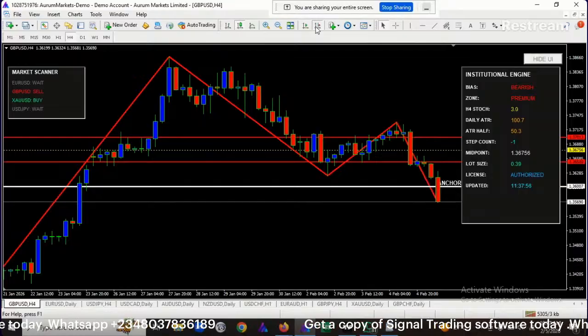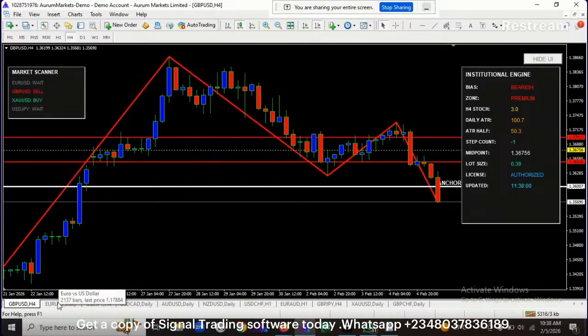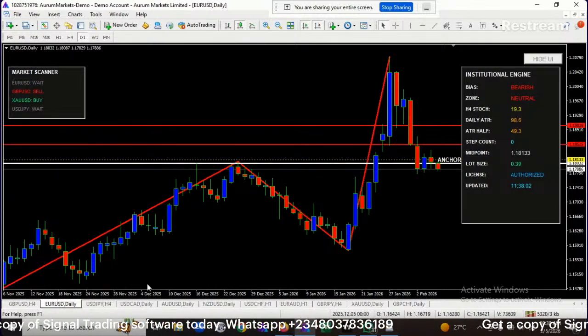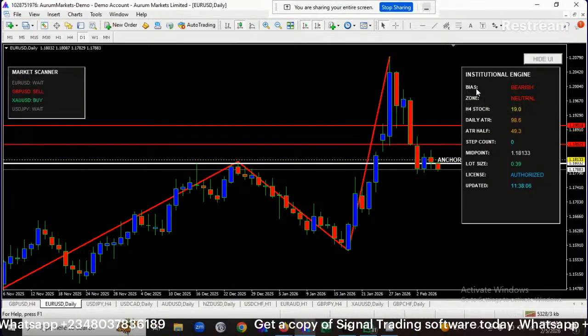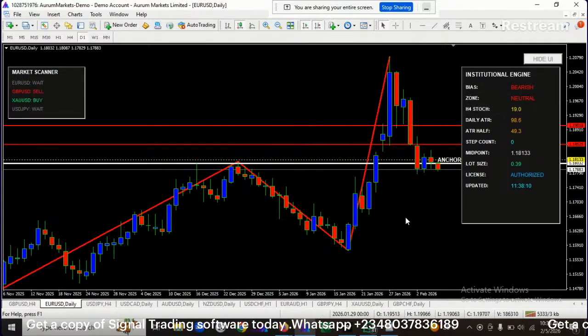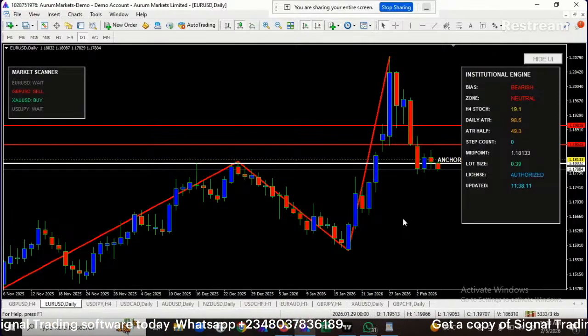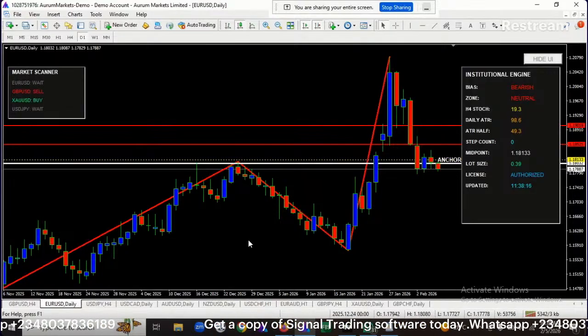Okay, so that will be it. Man, GBP USD is paying me well. It's paying me well. EU also, I think the EU is about to start the move. You can see the signal bearish. Our signal for today is bearish. I think EU is about to start its own move. But I think GU is ahead of EU.